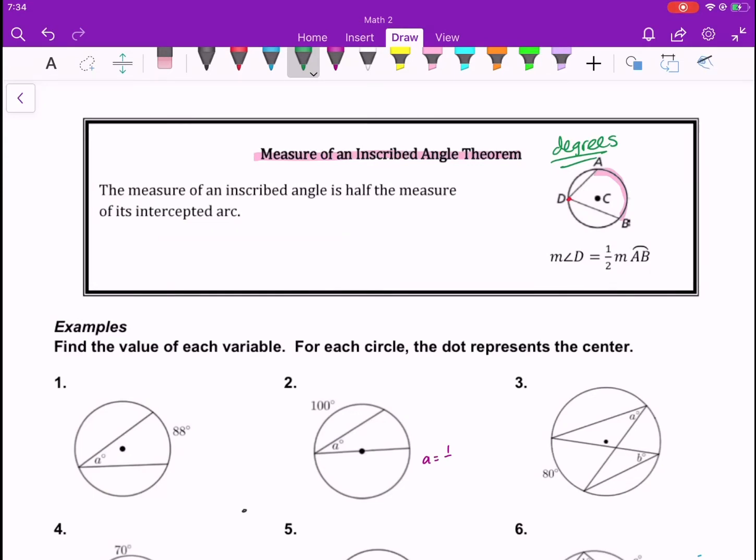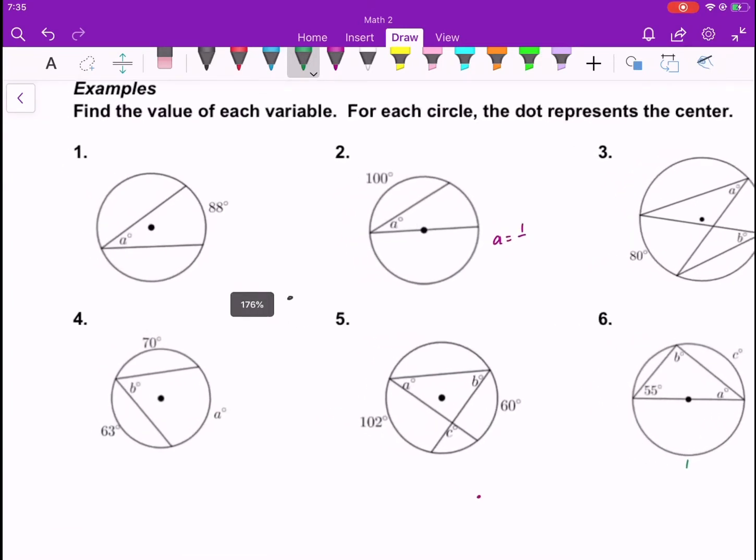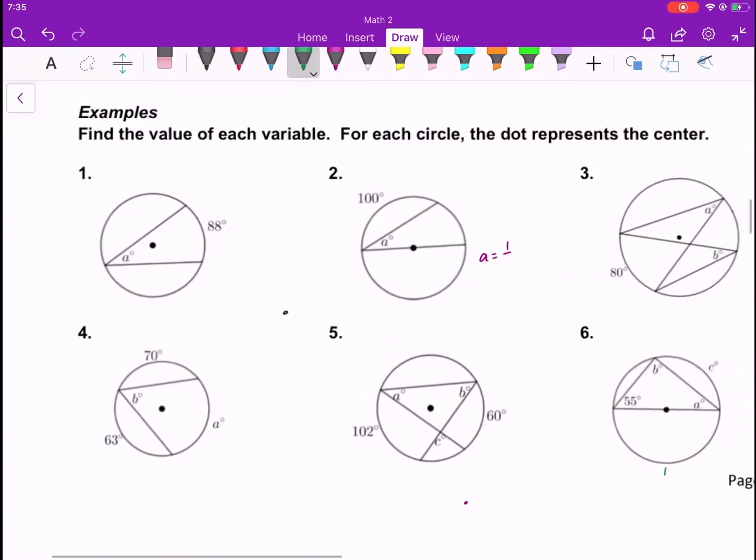In another video, I'll show a proof so that you can understand why this works, but for now, let's go ahead and use this. So we're going to say this dot represents the center. We've got an inscribed angle right here. And remember, according to that theorem, the inscribed angle, or A, has to be 1/2 of the intercepted arc. So 1/2 of 88 is 44 degrees. And you're done.